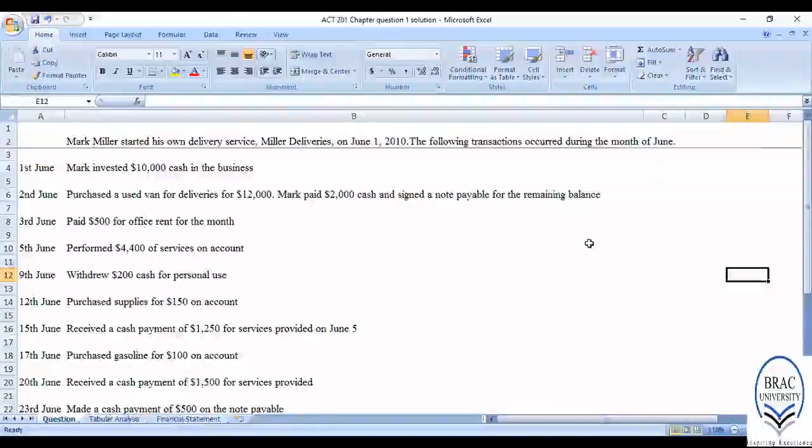Now I will show you an exercise problem regarding three financial statements. These three financial statements are the income statement, owner's equity statement and balance sheet. I will use the same information as the last exercise, and the same tabular analysis that I used for our last exercise problem.